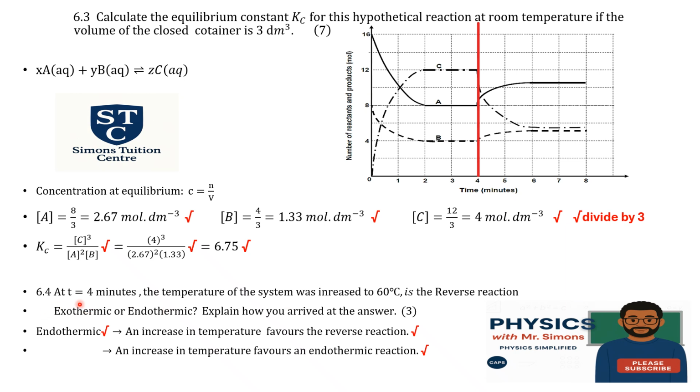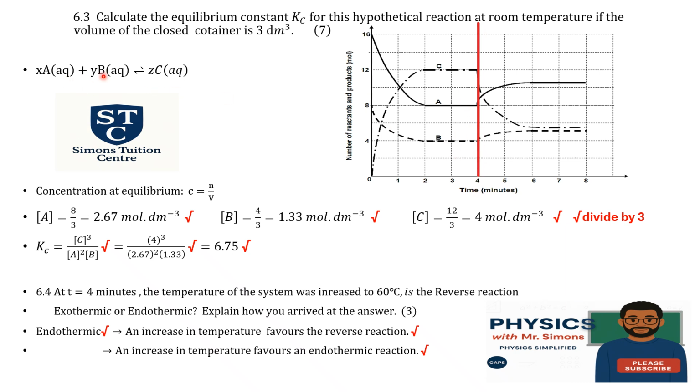Now 6.4, they say at time 4 minutes, the temperature of the system was increased to 260 degrees. Is the reverse reaction exothermic or endothermic? Explain how you arrived at the answer. So the answer here is endothermic. So look at 4 minutes there.